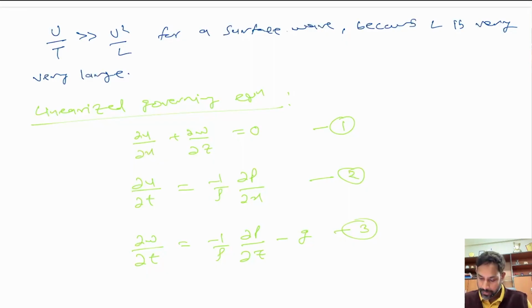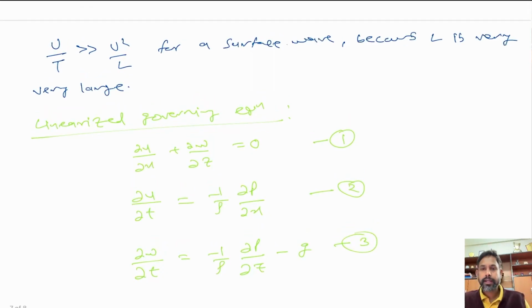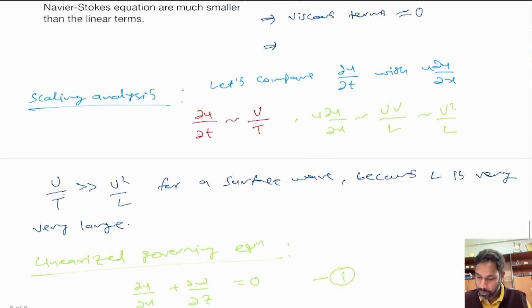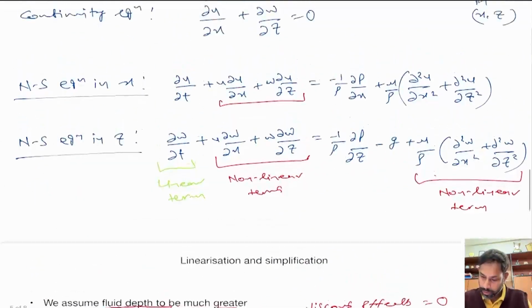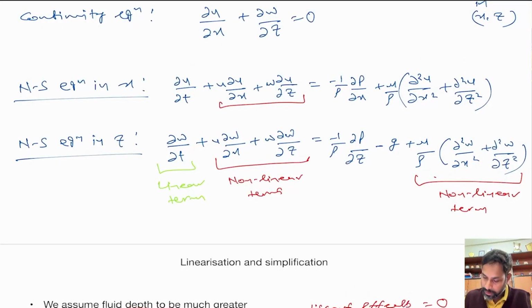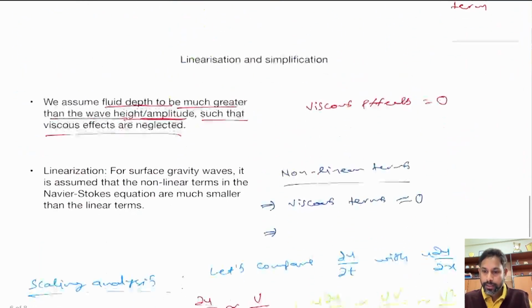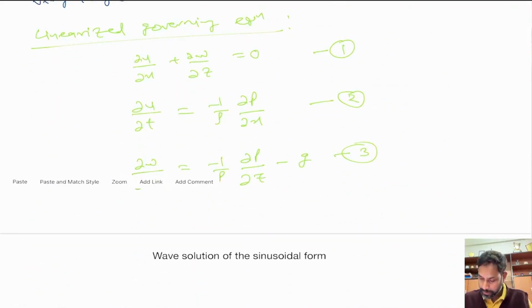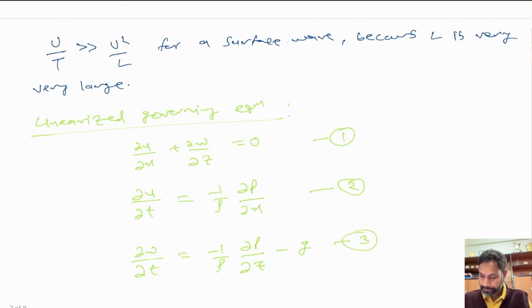Once again, what do we mean by linearization? We are getting rid of all the non-linear terms from the surface wave problem, because their magnitude is generally very small. So the magnitude of these red terms is generally much smaller than that of the green term. So this is the set of governing equations that we are left with, and now we will seek a solution in sinusoidal form.